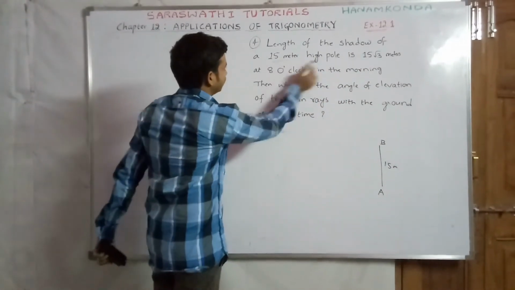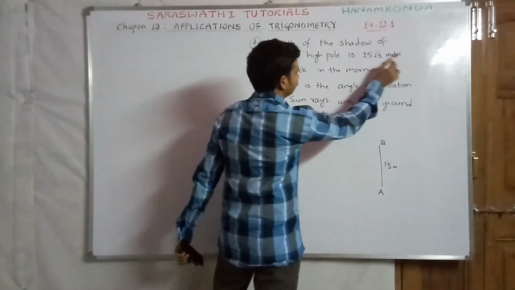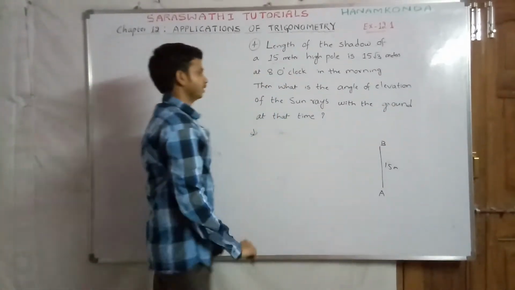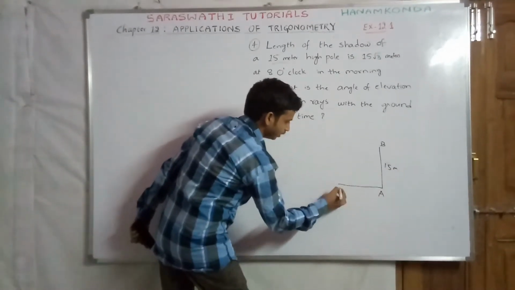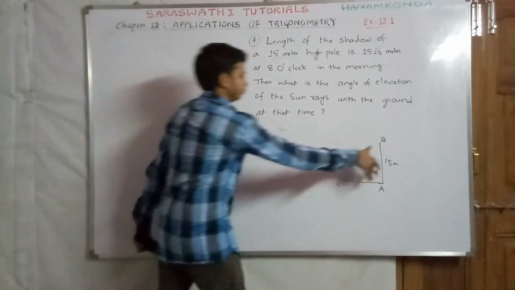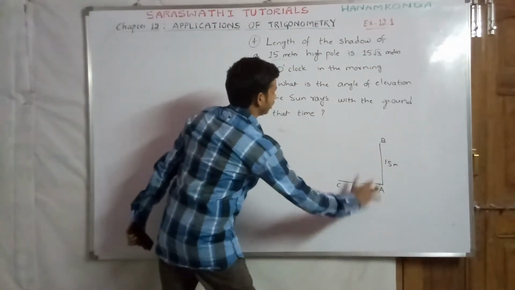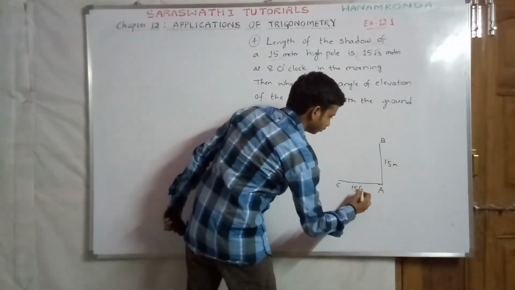Okay, so the pole is 15 meters high, as mentioned in the question. The length of the shadow of the 15 meter high pole is 15 root 3 meters. Let us suppose AC is the shadow of the pole AB. The length of the shadow is given as 15 root 3, that means AC is 15 root 3 meters.